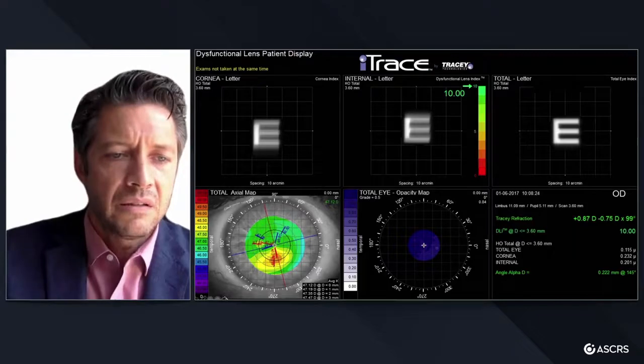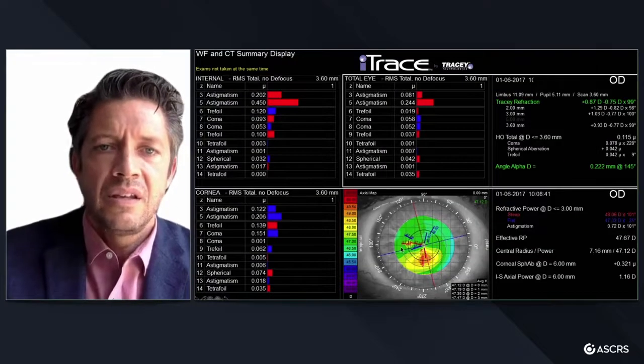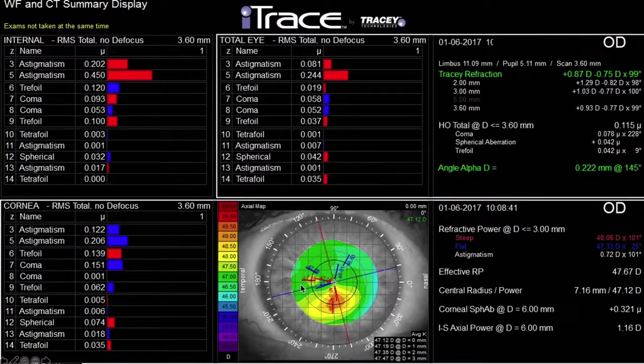So if we take a look at the Zernike analysis, it helps us a little bit more. So this is a little bit small, but if you look at number 6 trefoil and number 7 coma, you get a sense on the left side at the internal and corneal side of things that she's got some higher order aberrations, both inside her eye and on the cornea. And interestingly, they're serving to cancel each other out. So if you look at her total eye, things actually look quite clean.